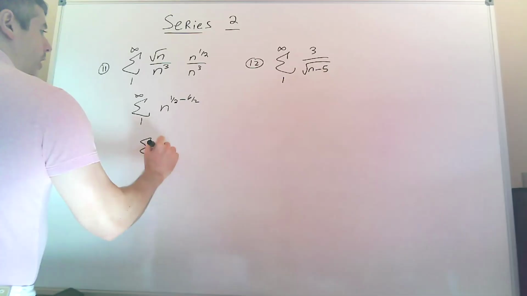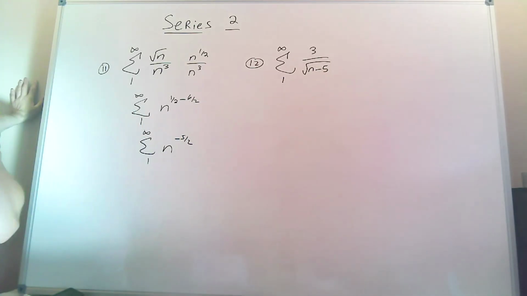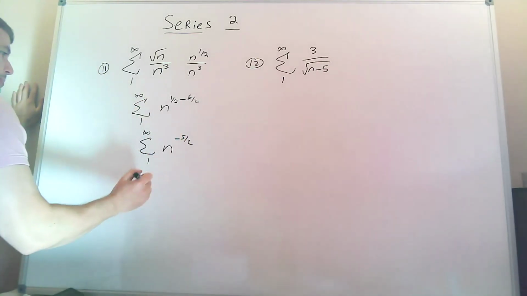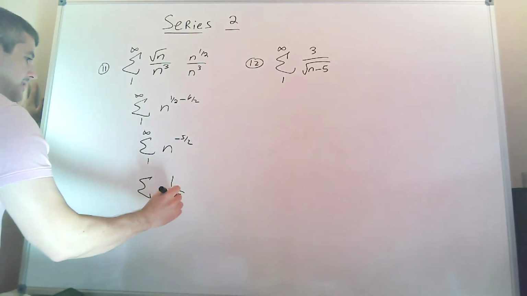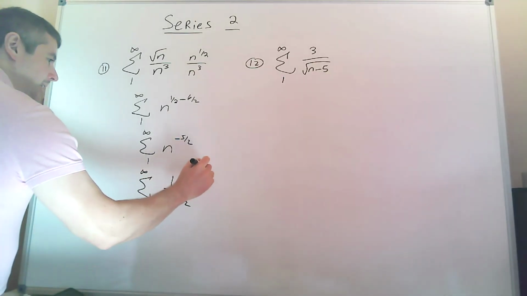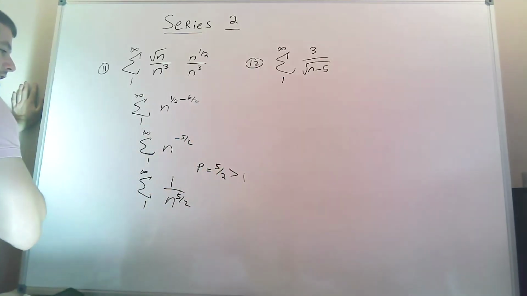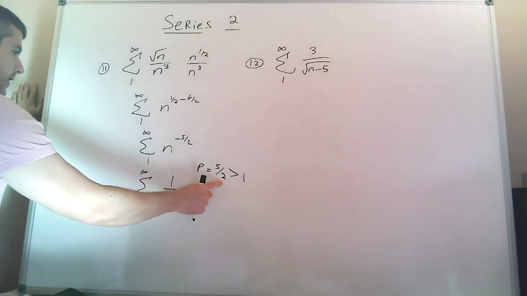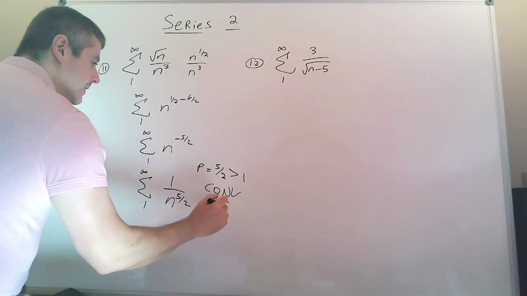That gives you a power of -5/2. Now, as I said, over and over and over, don't leave negatives in the power. Flip it down and make the power positive. Oh my God, look what I got. I got a 1 on the top. Yay, it's a p-test. Power is 5/2, which is bigger than 1. If you cannot tell 5 divided by 2 is bigger than 1 without a calculator, I don't know what to tell you. So this is going to converge by the p-test.